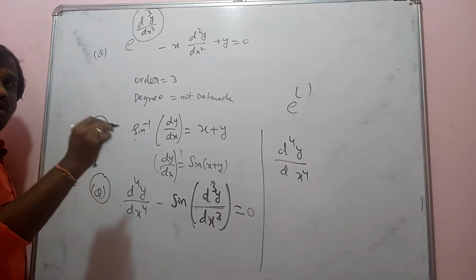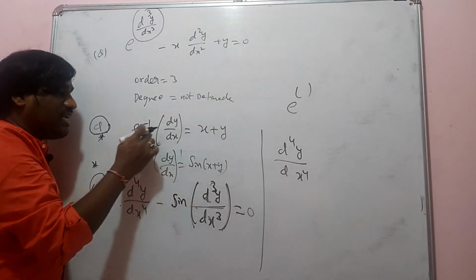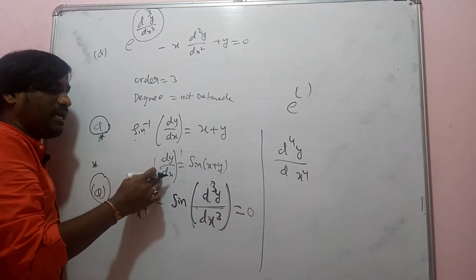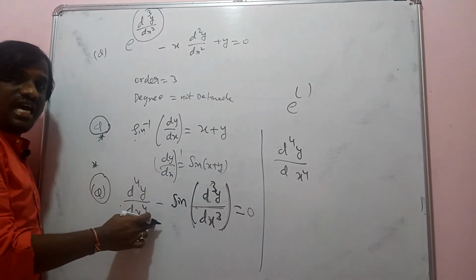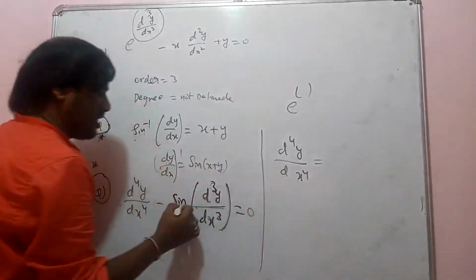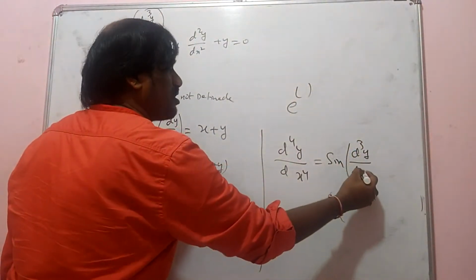This point. Because here sine inverse dy by dx is equal to x plus 5. Here this sine inverse I can send this side. I can separate this as dy by dx here. But in this case, I cannot do it. If I send this to that side, what do we get? Sine of d cube by dx cube, I get.